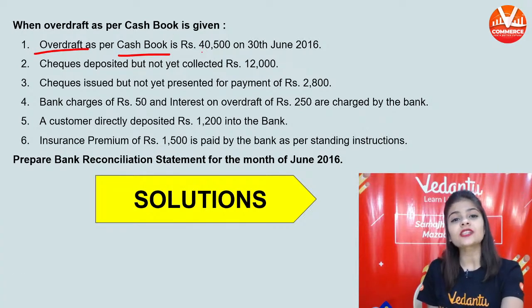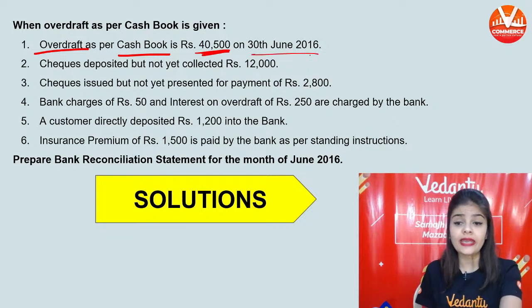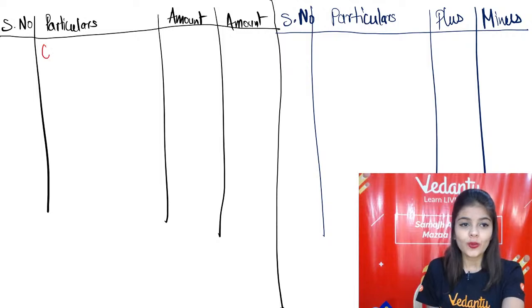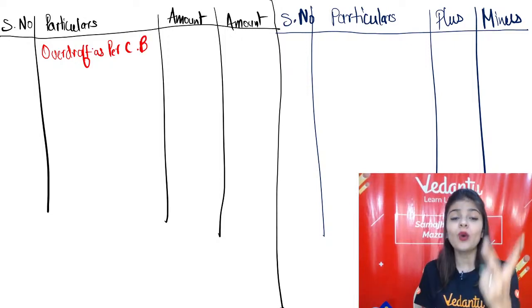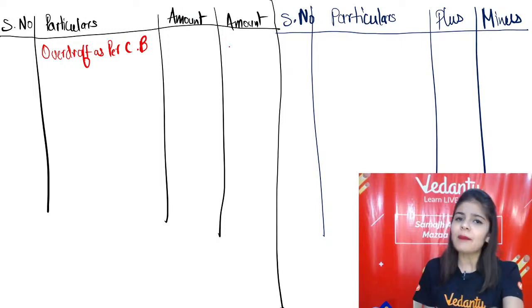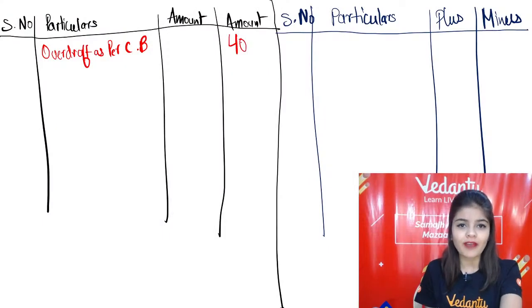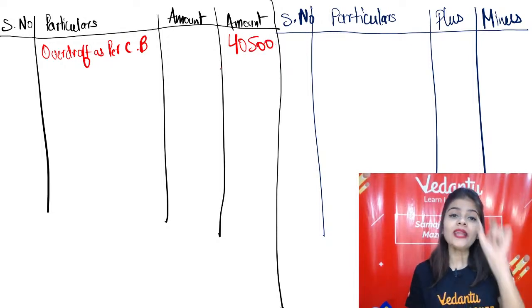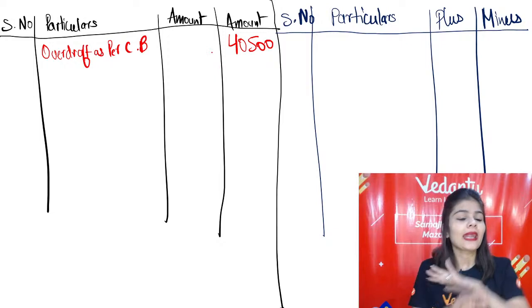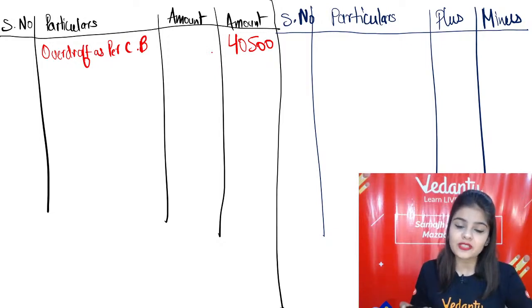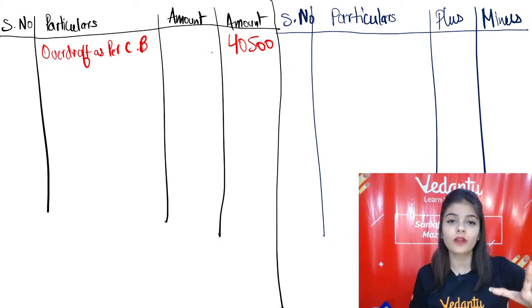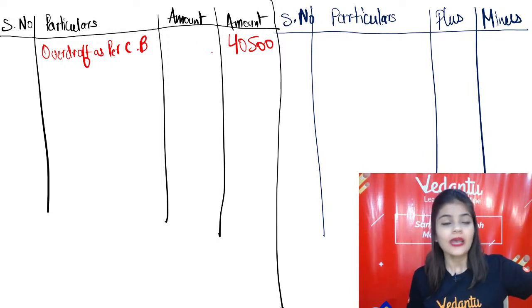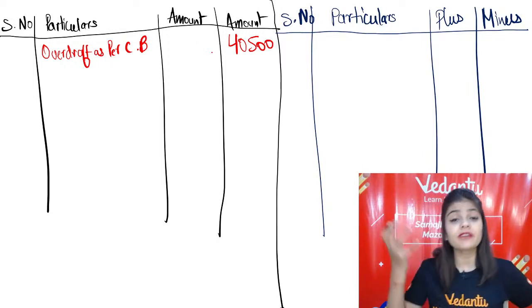Overdraft as per cash book 40,500 on 30th June 2016. So you will write down overdraft as per cash book. If you are using the amount column, then आप amount में लिख दोगे 40,500. If you are using this first format, it does not matter whether the amount is positive or negative. तो वहां पर आपको नहीं देखना. In this first format, you do not have to think about whether overdraft is positive or negative.